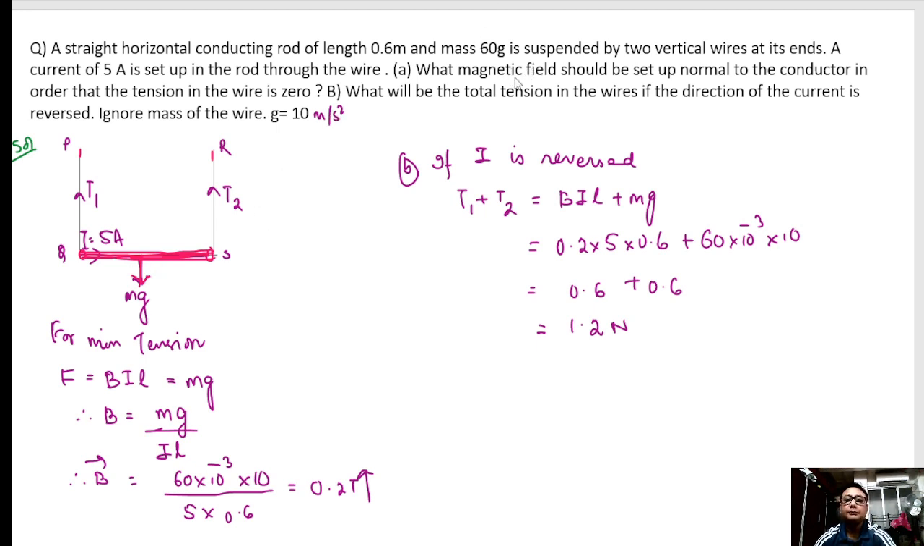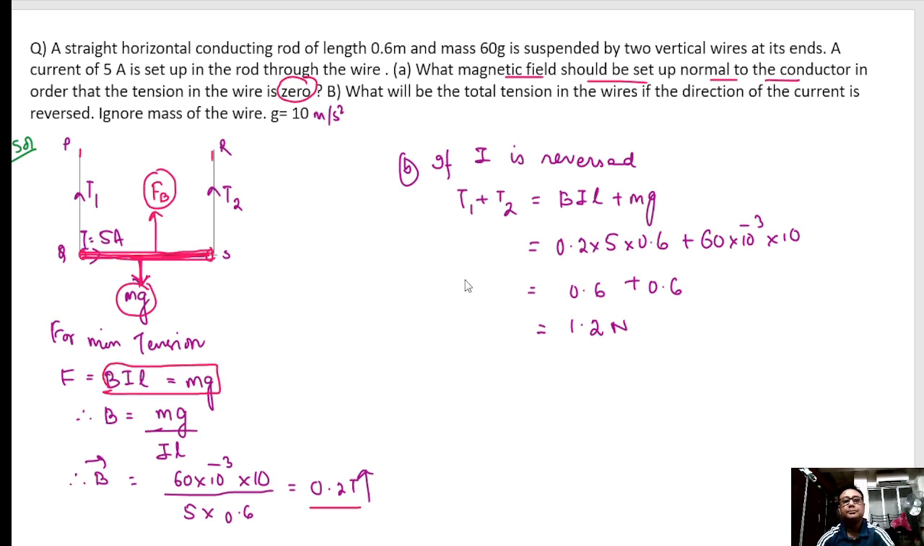They are telling what magnetic field should be set up normal to the conductor. So I should set up a magnetic field like this. Force due to magnetic field should be like this. To make the tension in the wire 0, this force should balance the weight, so there will be no tension. So the force due to magnetic field should balance the weight. So I can calculate the magnetic field.